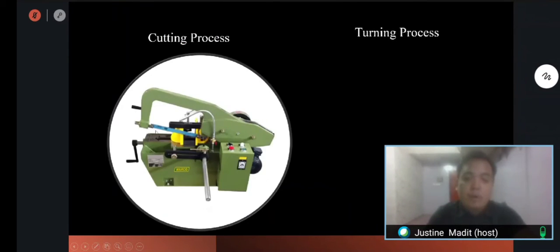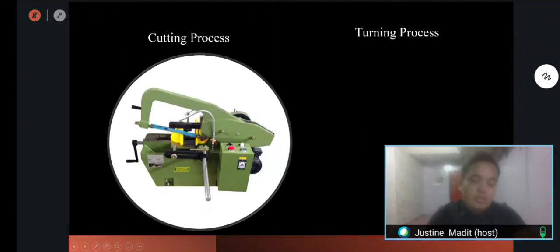This is a sample of a power hacksaw. As you can see, this steel bar, you put it in here, and you press the green button, and this power hacksaw will run automatically and cut the stainless steel rod.